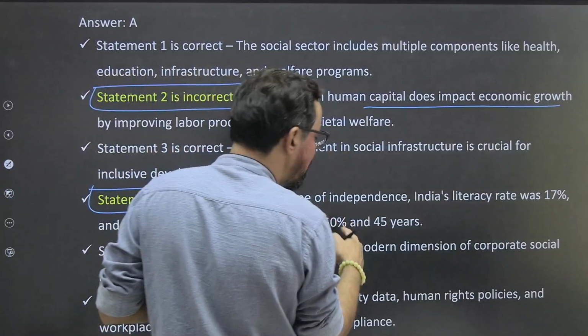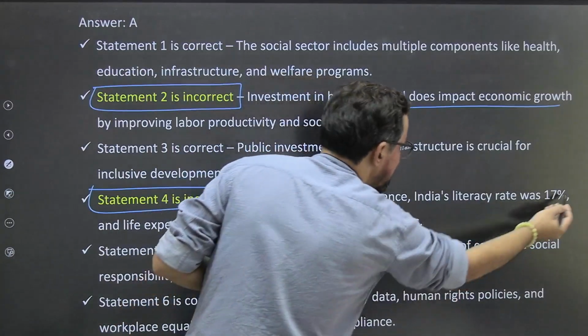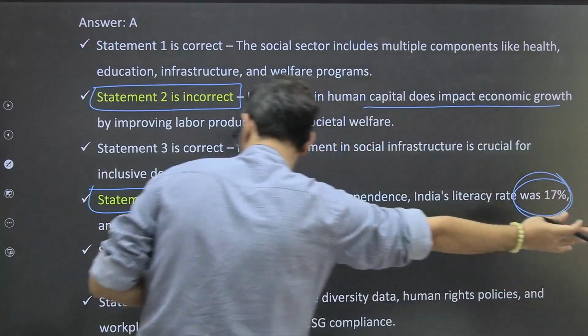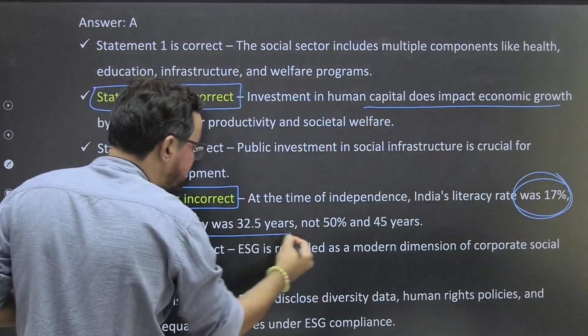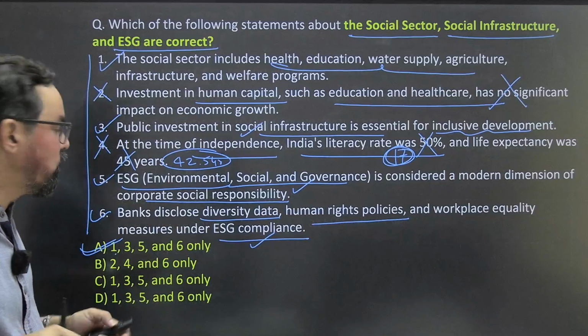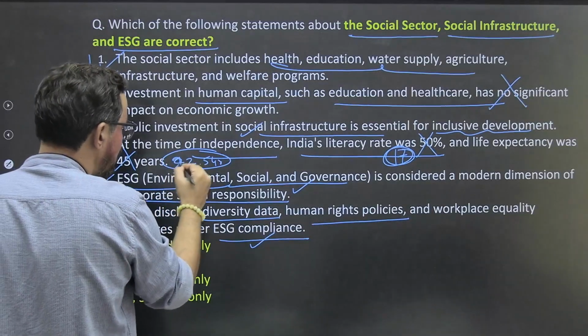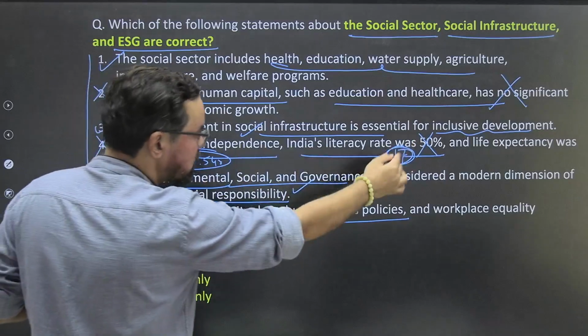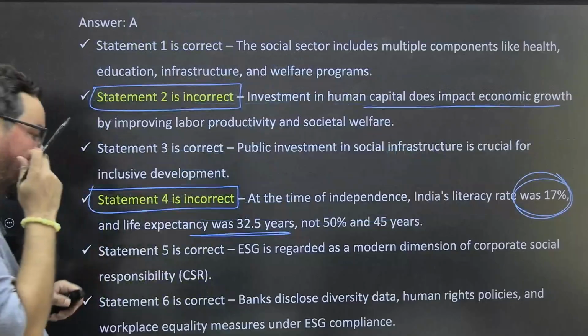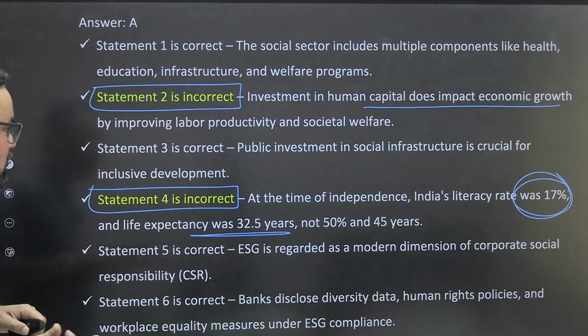At the time of independence, India's literacy rate was 17%, which was right from our side. But life expectancy was 32.5, not 42.5, okay. It is 32.5, not 42.5. Please do correct this. The 17% was right. So you have to remember these a little bit and practice.